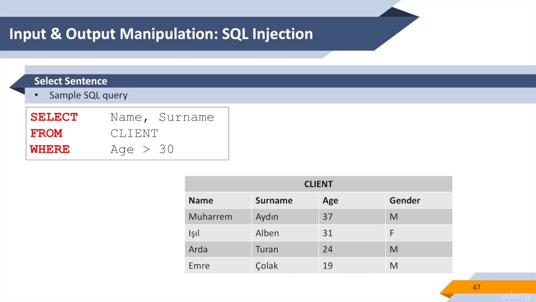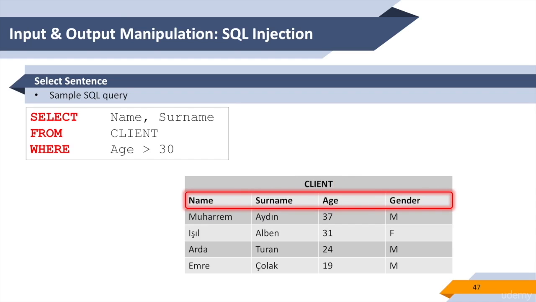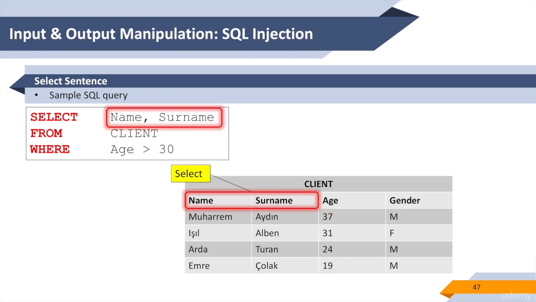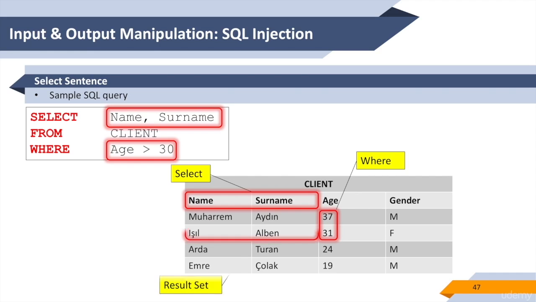In the example shown on the slide, we have a table named Client. Client table has 4 fields: name, surname, age, and gender. There are 4 records in the client table. In the select sentence, we want name and surname fields of the client table records, where the value of the age field of the records is greater than 30. So the result of this select sentence will be the name and surname values of these 2 records.